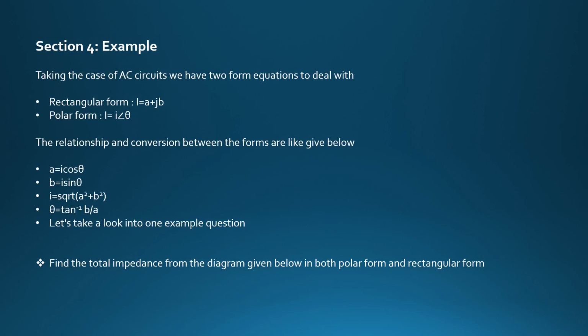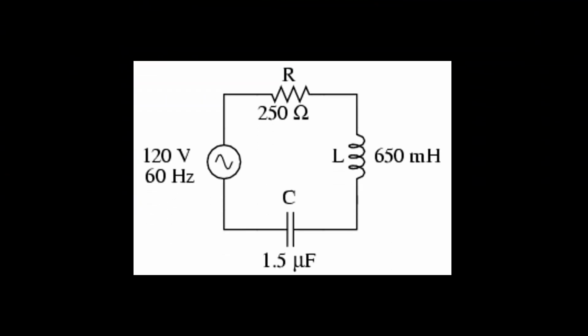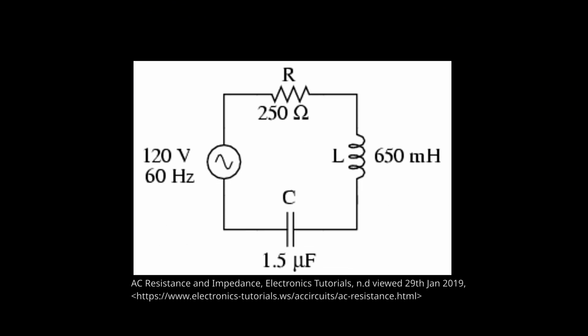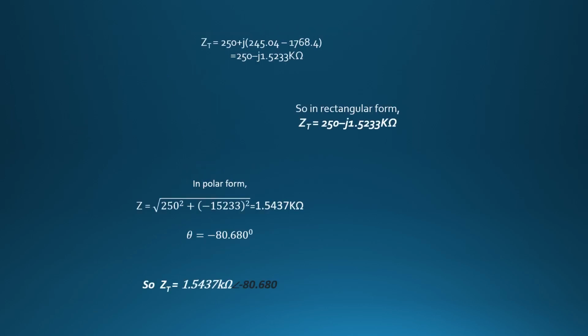Hi guys, now let's take a look at an example. Our problem is to find the total impedance from the following diagram. In AC, we have general equations like ZT is equal to R plus XL minus XC. By equating them, we can find XL is equal to 245.04 j ohms and XC is equal to minus 1.768 j kilo ohms. And writing them in rectangular form is simply ZT is equal to 250 minus j 1.5233 kilo ohm.